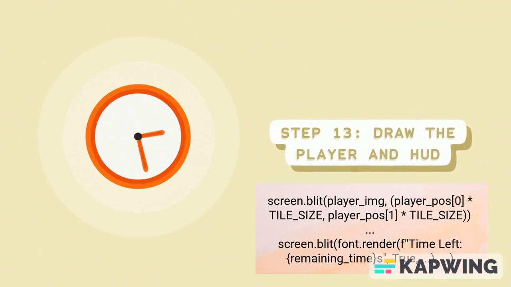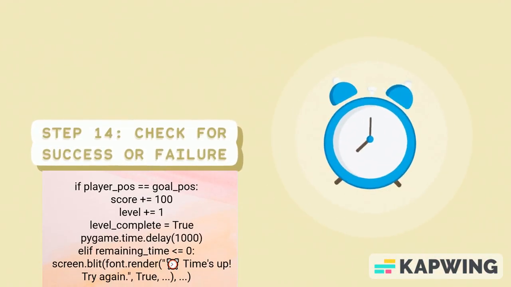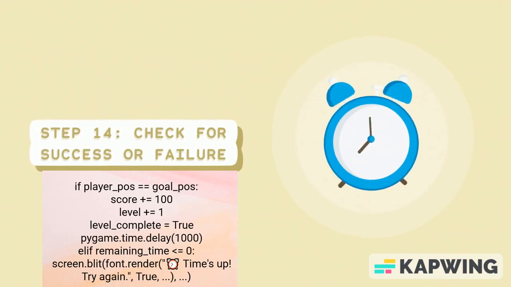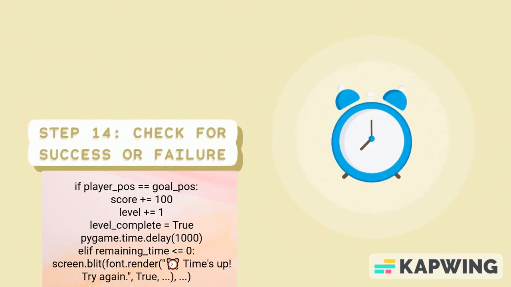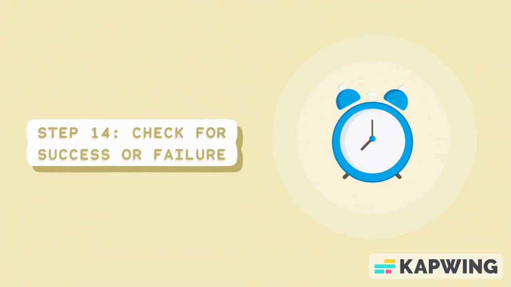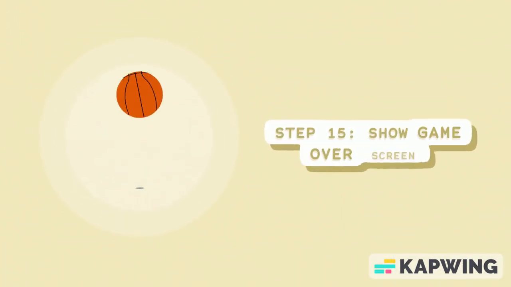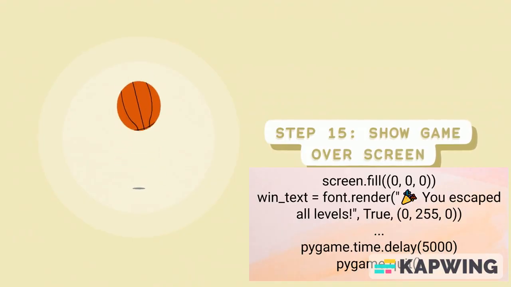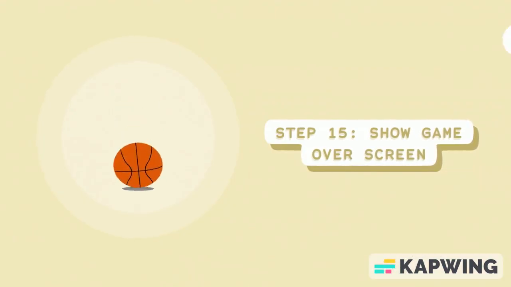We also render the score, current level, and a countdown timer. If the player reaches the goal, they get 100 points and move on to the next level. If the timer hits 0, we show a message. Once all levels are completed, we display a win message along with the final score and total time.